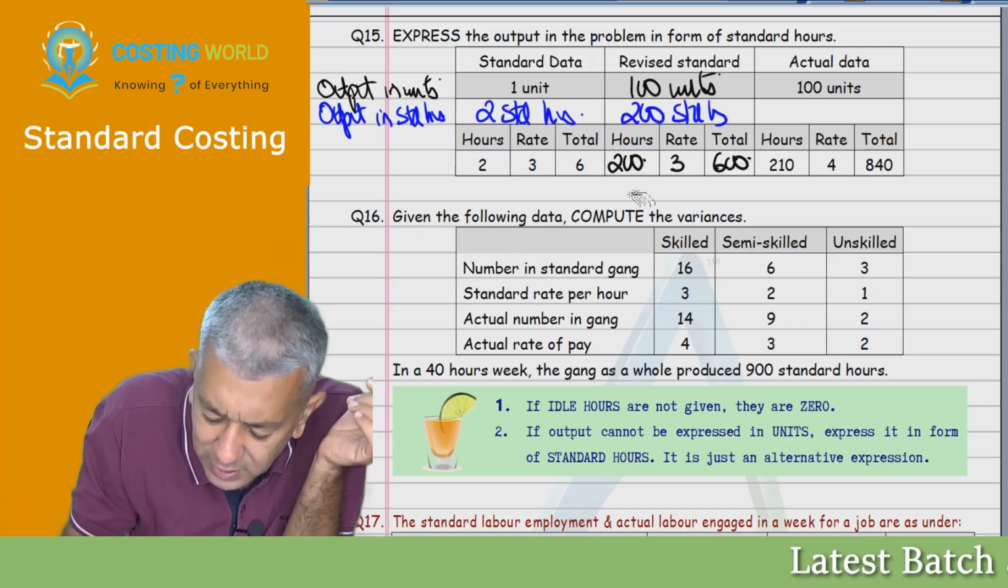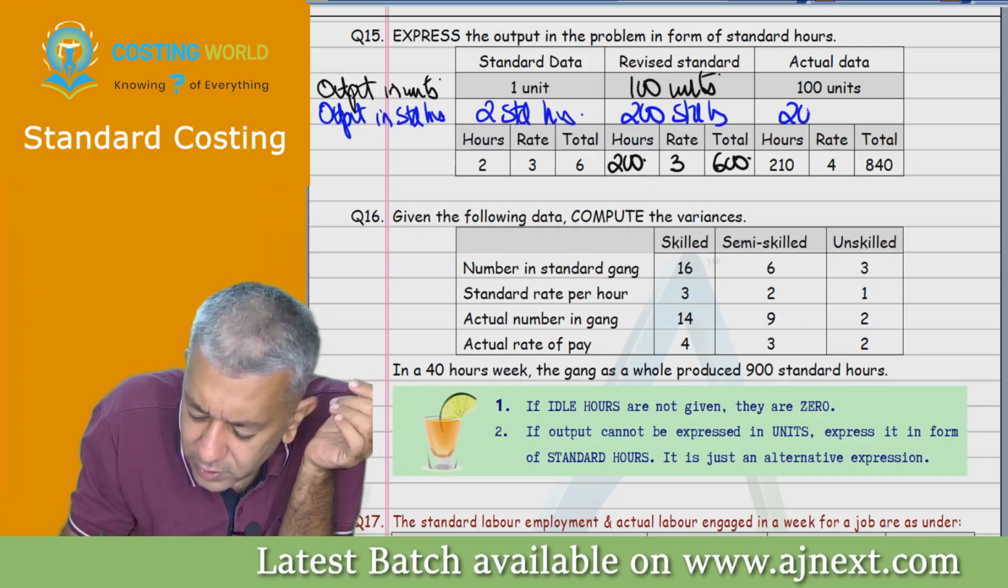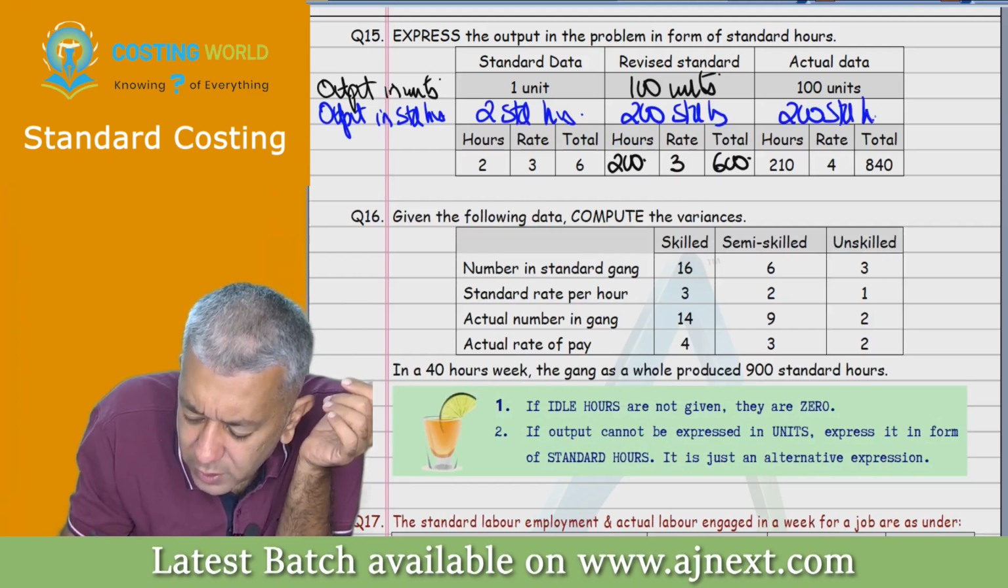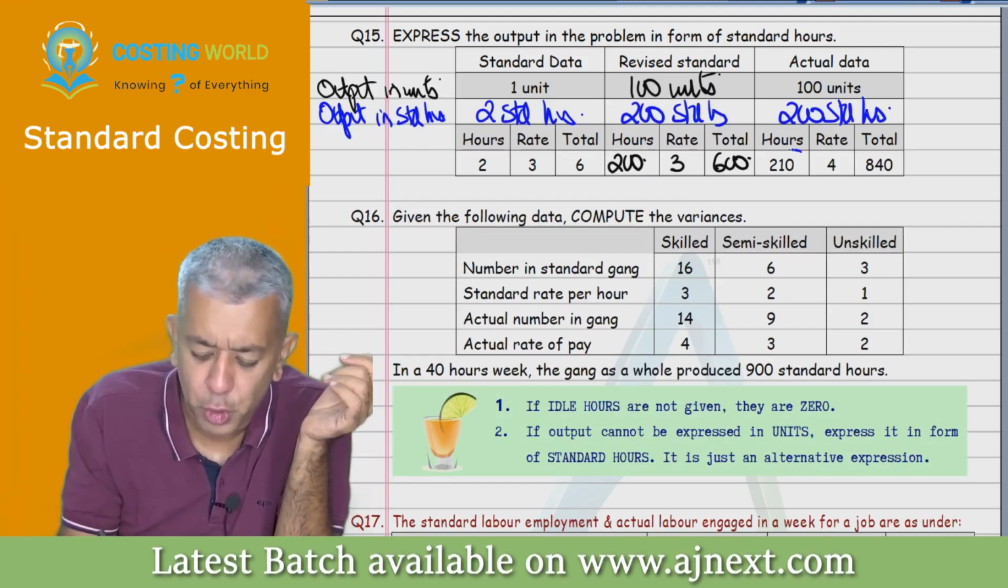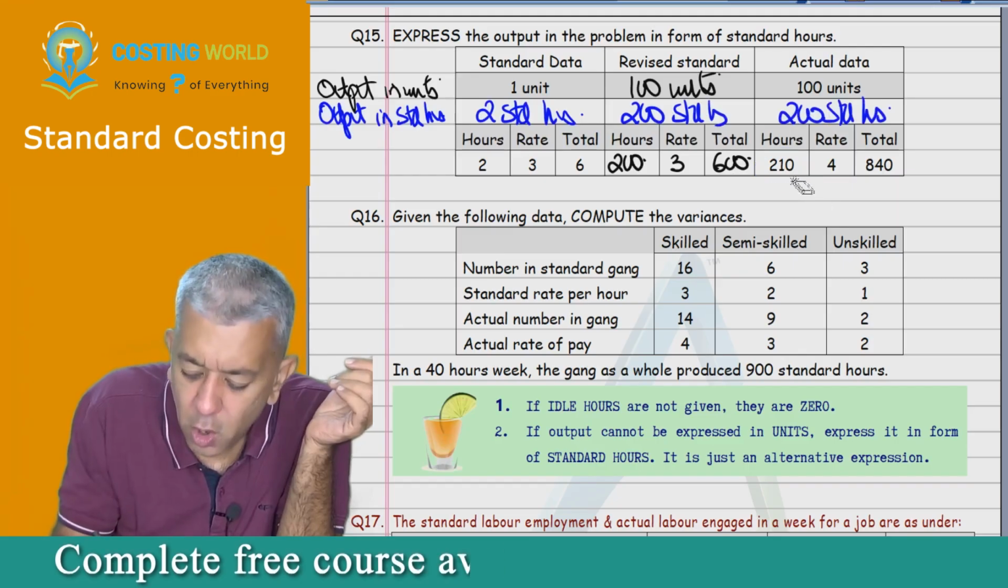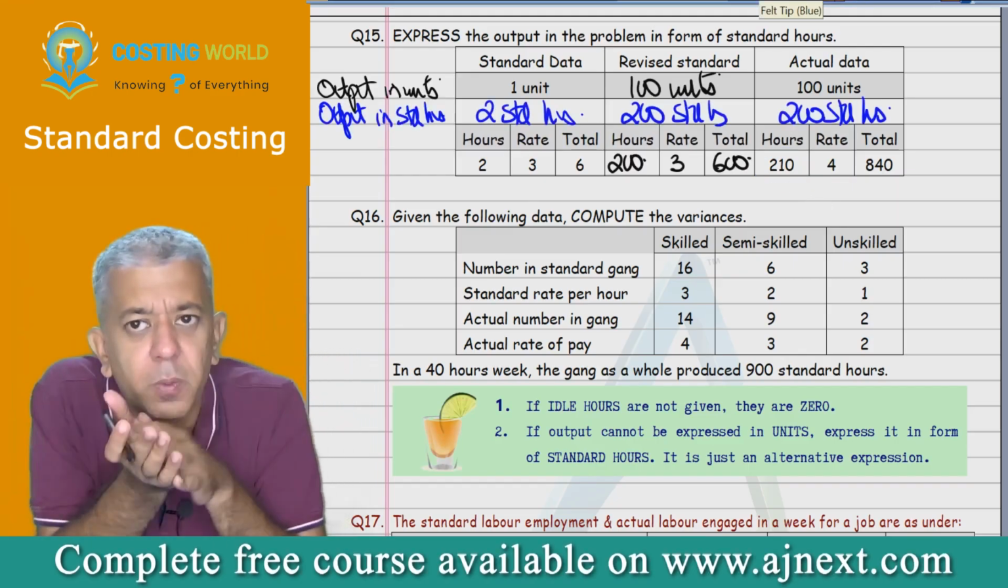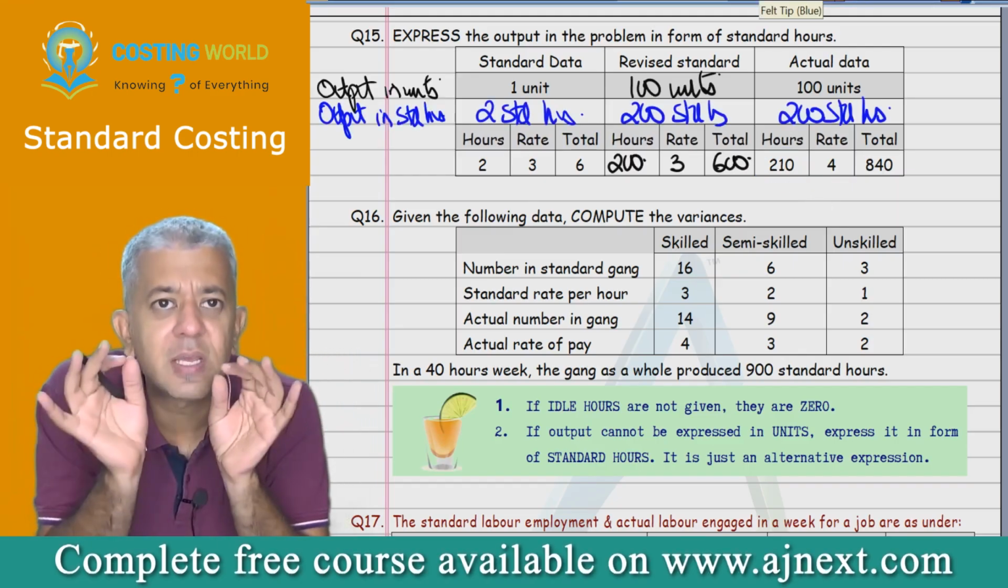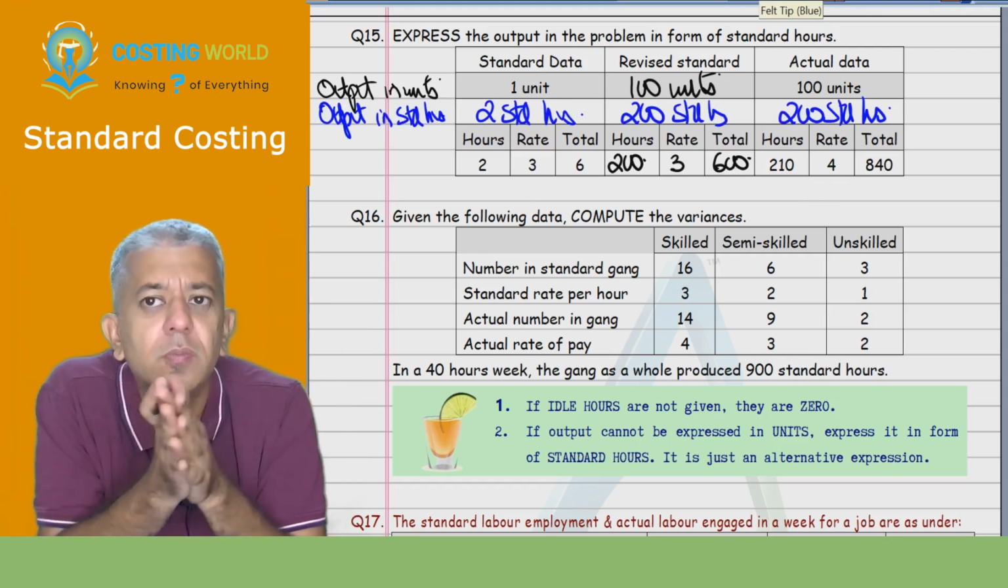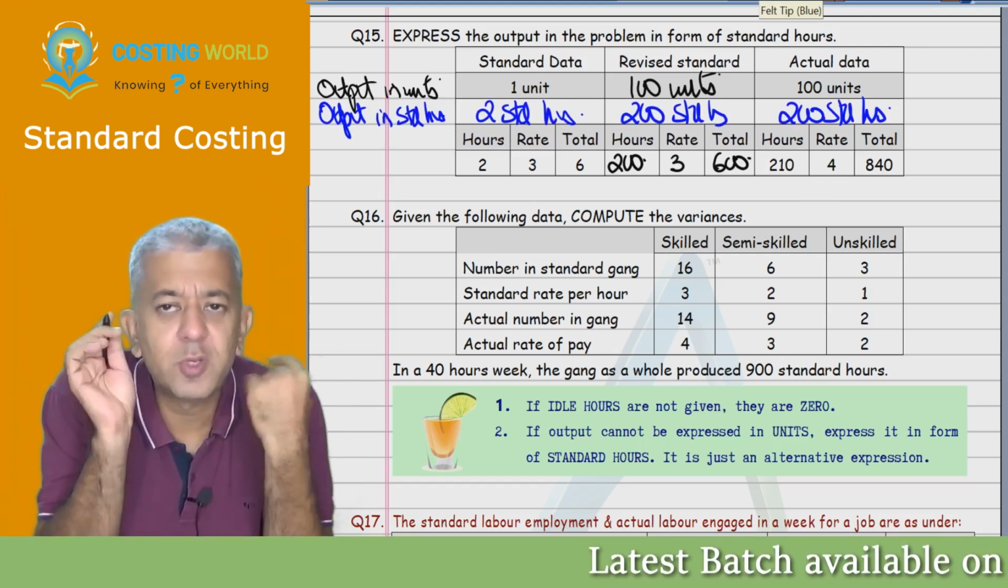Now obviously that 200 is this particular thing only, and the same thing is going to be coming over here also. Workers have produced the things of 200 standard hours. Somebody can be saying, no sir, 210 sir. Okay, obviously not. It will be 200 only. How? Tell me one thing. Workers have produced how many units? 100.